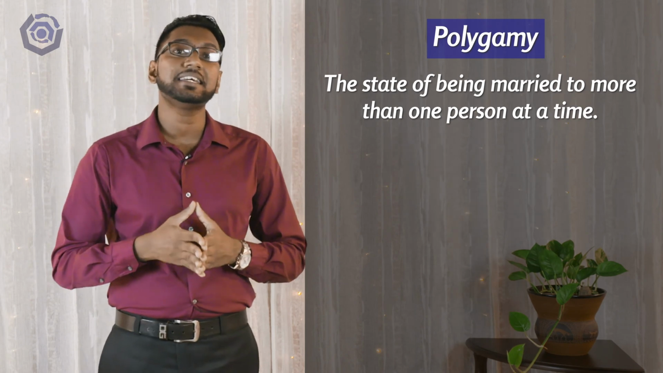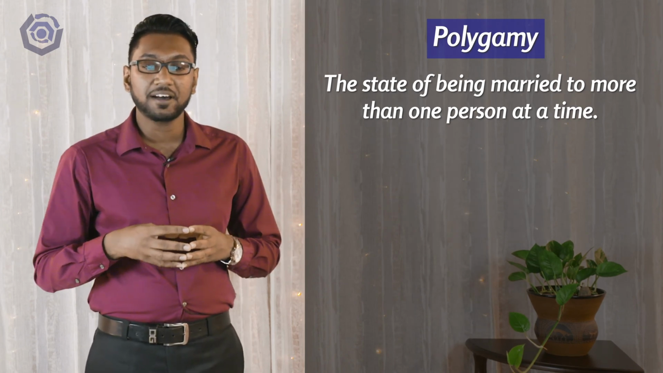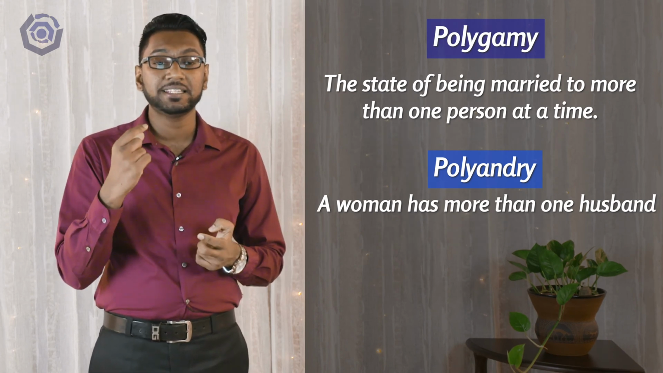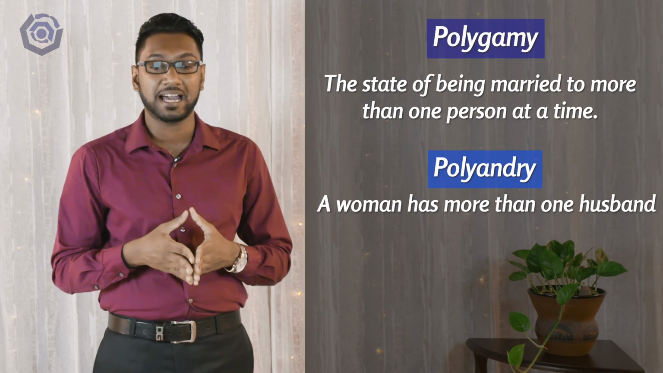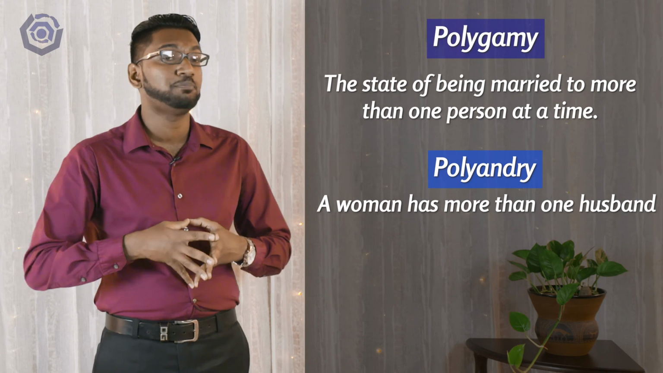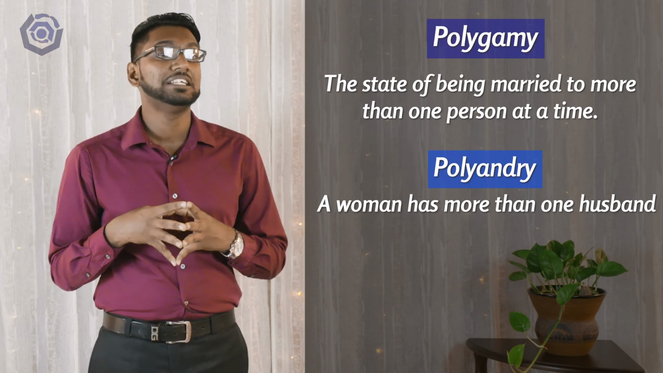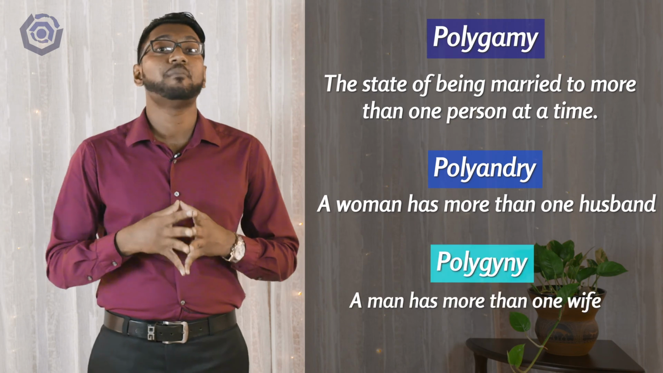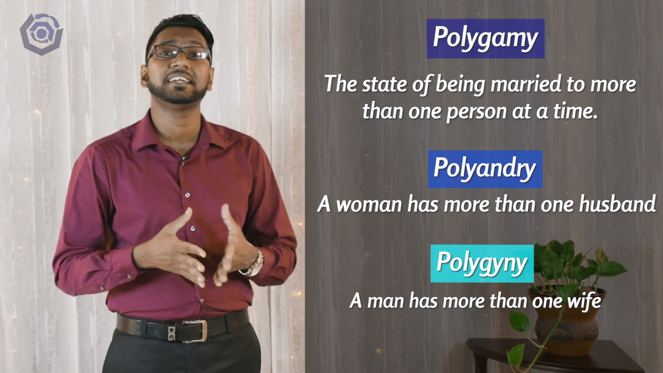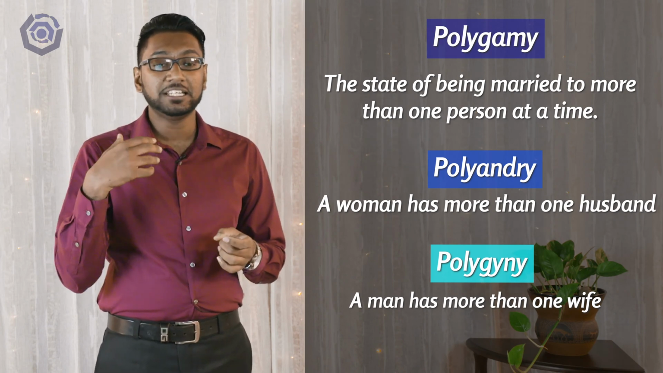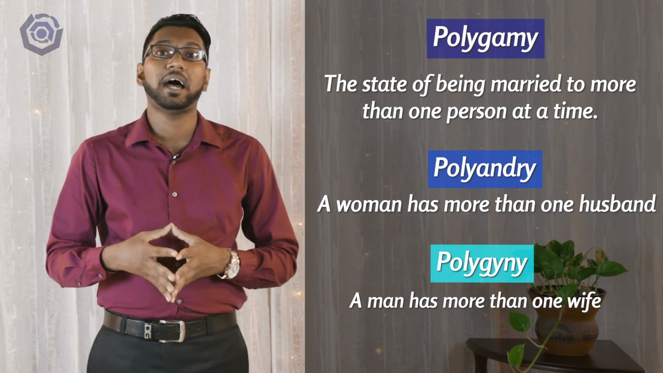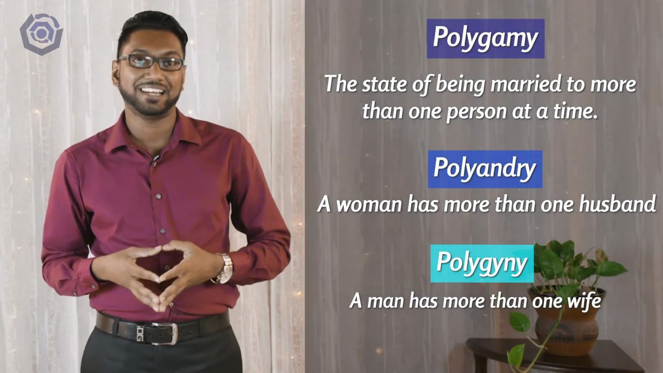Now, polygamy takes 2 forms. We have polyandry, whereby a woman marries more than one man at the same time. That is called polyandry. And polygyny is where a man marries more than one woman at the same time. And in many societies in the world, polygyny is much more common in terms of polygamy, whereby men may have several wives.